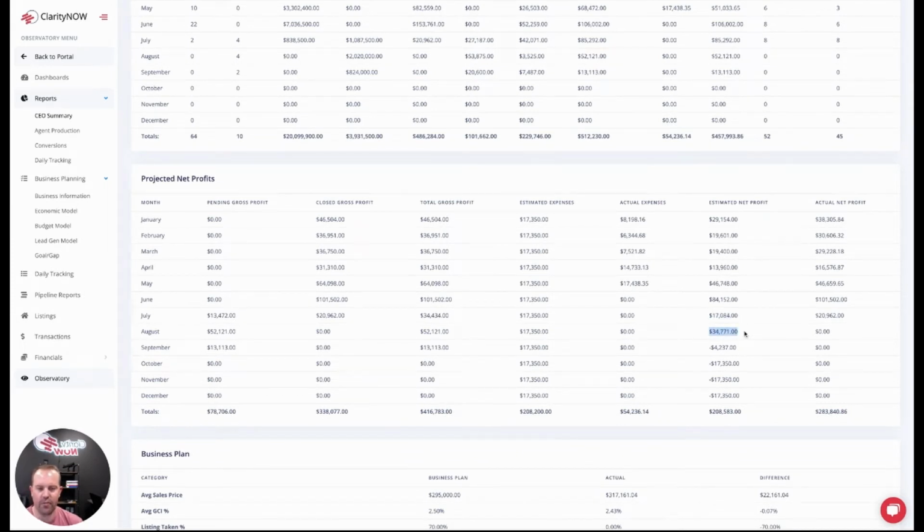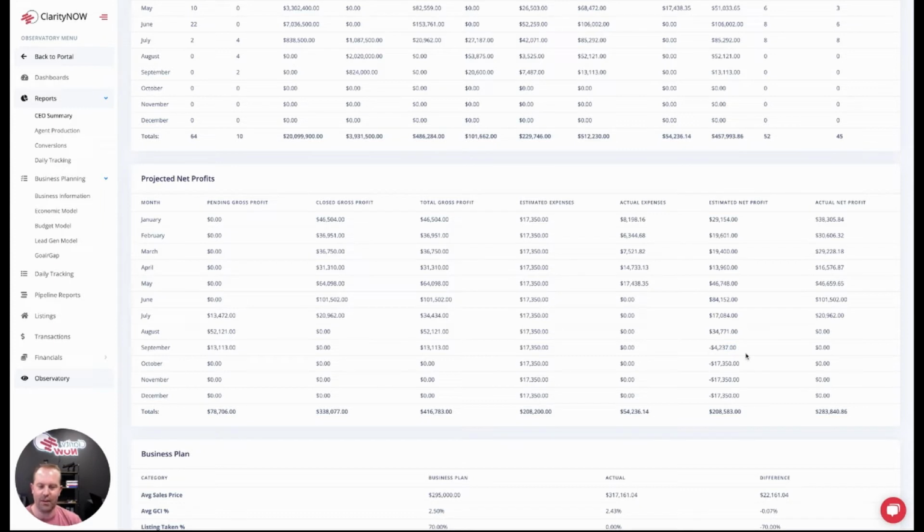We're profiting $34,000 in August. We're losing $4,200 in September, which is the end of Q3. So whatever they sell in the next 31 days is going to impact Q3 sales and bring that profitability up. So when I look at profitability, we're not losing money here.